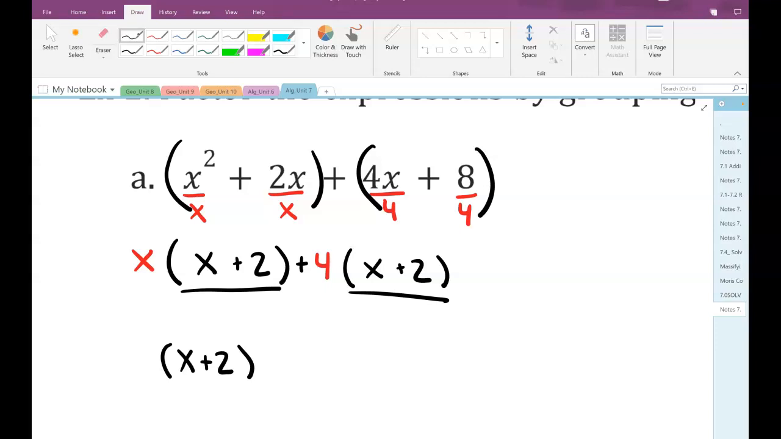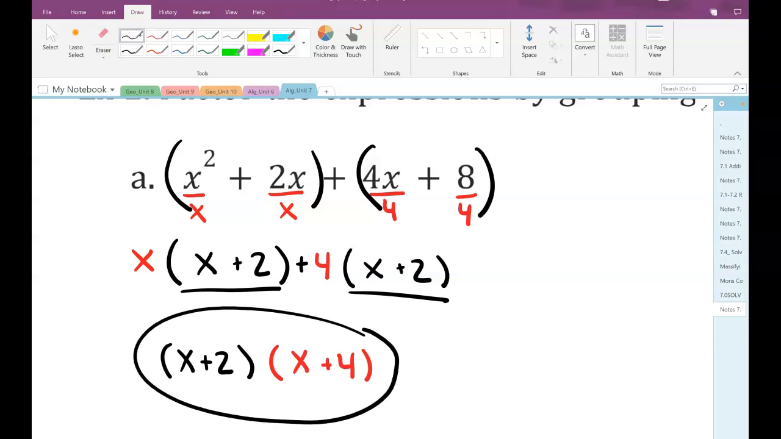How we get our other factor is by grouping together our two GCFs, so our two things in red. So we're going to group up x and 4. So we'll write our parentheses as x plus 4. And then this is our final answer. And that's factoring by grouping. We group, then we factor each group. And we bring it back together. Almost group again, in a way.